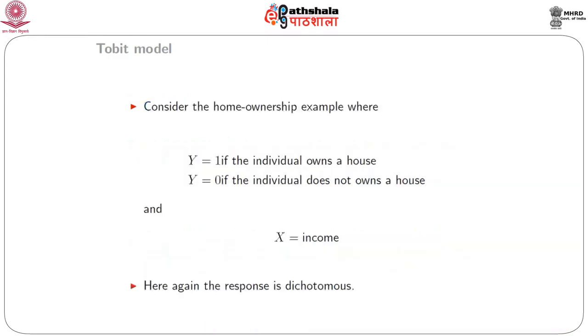So, consider the home ownership example. Look at the following data set, and it gives us y equals 1 if the individual owns a home and 0 otherwise, where y is our response variable and x is the predictor variable, which is income in thousands of dollars. Now, in case of dichotomous data, we model the conditional expected mean of y, which is nothing but the probability.